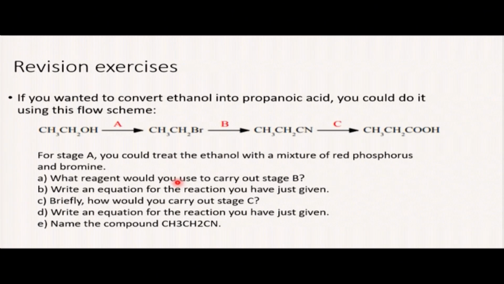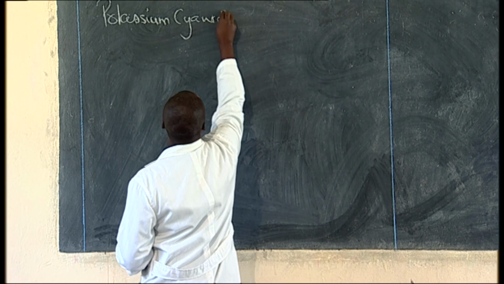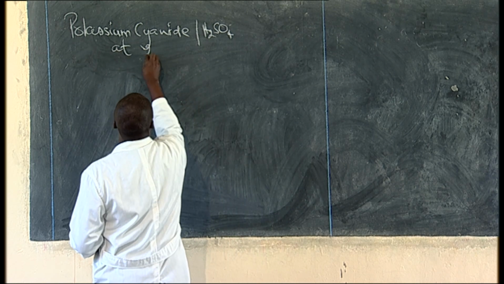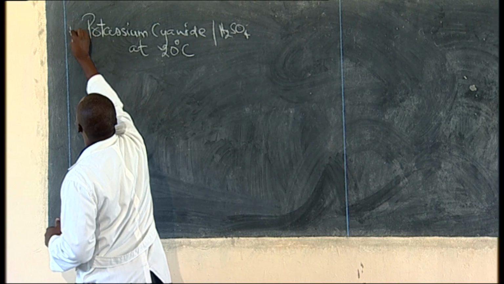What reagent would you use to carry out stage B? They have given us the answer for stage A, so we need to look at stage B. What reagent can we use from bromoethane to ethane nitrile? When you look at this, you see the nitrile, CN, has substituted the bromine. And where do we get that cyanide ion? So we need to add potassium cyanide in presence of sulfuric acid at 20 degrees Celsius. Potassium cyanide, that is part A.